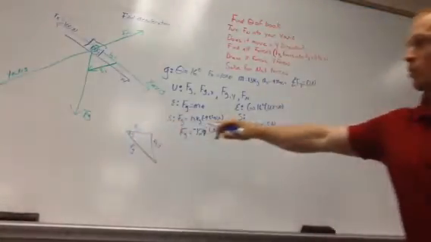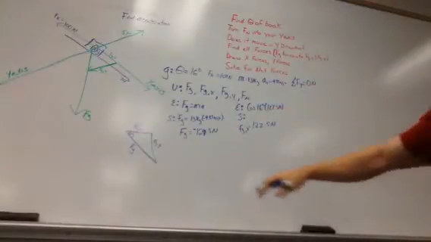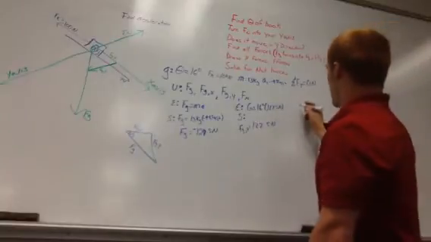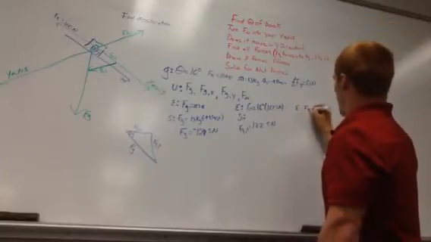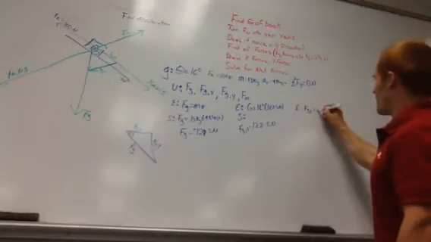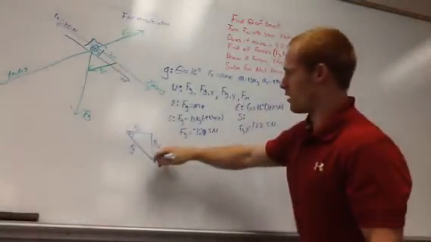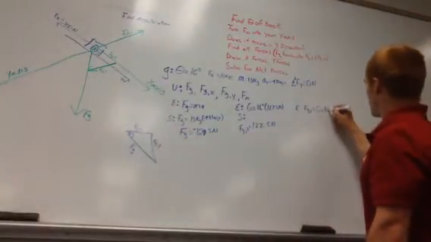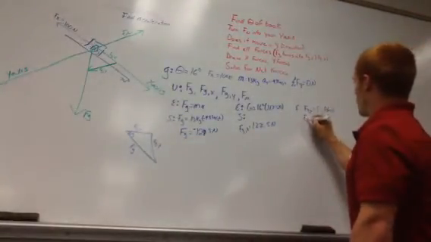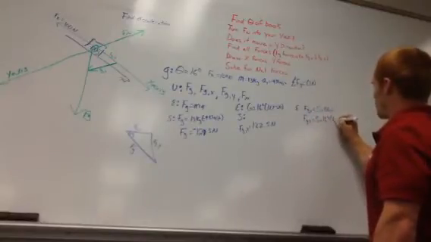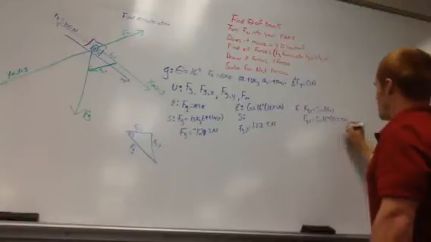Notice Fg of x was going which way? It's going to the right in both pictures. I did that on purpose, so that should be positive. Now we're going to find Fg of y, and Fg of y is going to equal sine, because it's right here, so it'll be sine theta times hypotenuse. Fg of y is going to equal sine 16 degrees times 127.5 newtons.